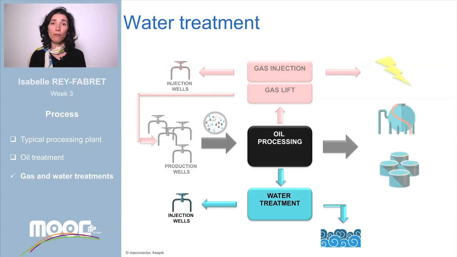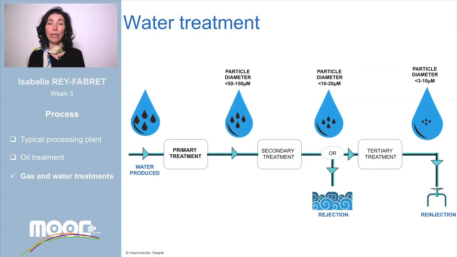The last part of the effluent is the water, which is treated in order to be reinjected in the reservoir for the pressure management or rejected. The aim of this part of the process is to remove the remaining droplets of oil contained in the water after the stabilization phase. Different techniques are used to decrease drastically the amount of oil in water. 2 to 3 treatment steps allow the remaining particles to be less than 3 to 10 micrometers.